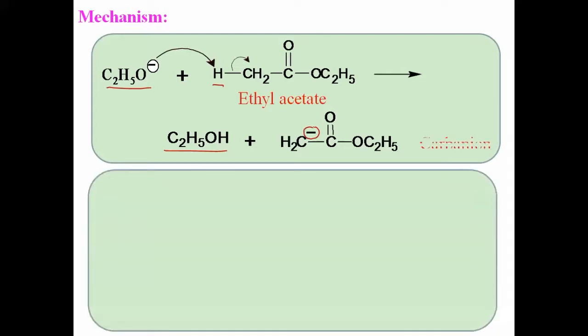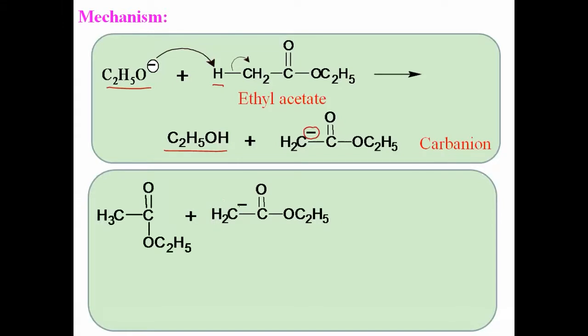Now let us see the second step. This is our carbanion, which was already formed during the first step. This carbanion further attacks another molecule of ethyl acetate. Suppose this is the second molecule of ethyl acetate. The carbanion, having a negative charge, acts as a nucleophile and attacks the carbonyl carbon of the ester, meaning there is formation of a new bond between this CH2 and this carbon. But to maintain the valency, the pi bond between carbon and oxygen breaks, and this electron pair goes towards oxygen, which acquires a negative charge.